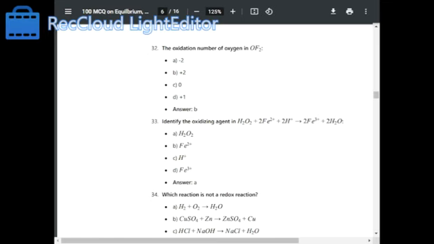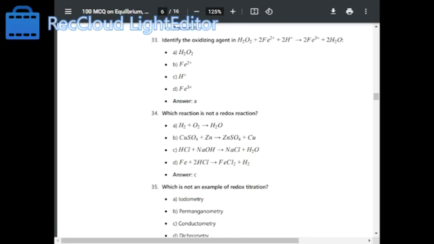Identify the oxidizing agent in H2O2 + 2Fe2+ + 2H+ = 2Fe3+ + 2H2O. So the oxidizing agent is H2O2, that is option A is correct. So it is the oxidizing agent in the reaction. Option B is Fe2+, option C is H+, option D is Fe3+. But the oxidizing agent is H2O2, hence option A is correct.